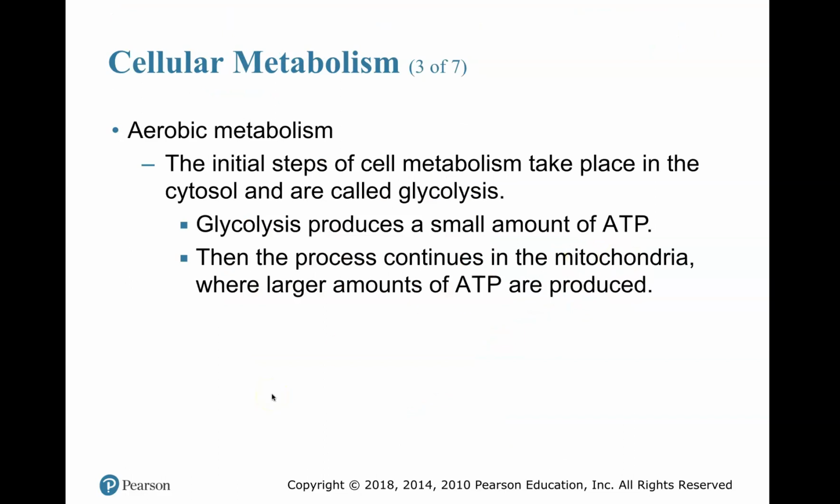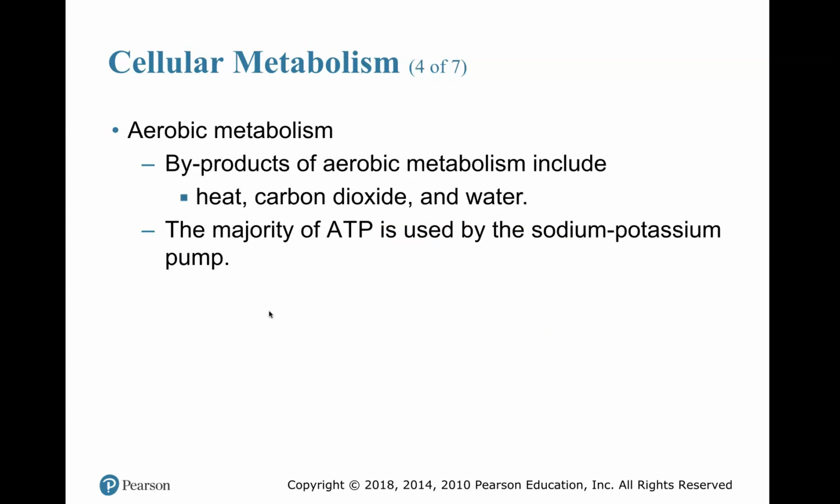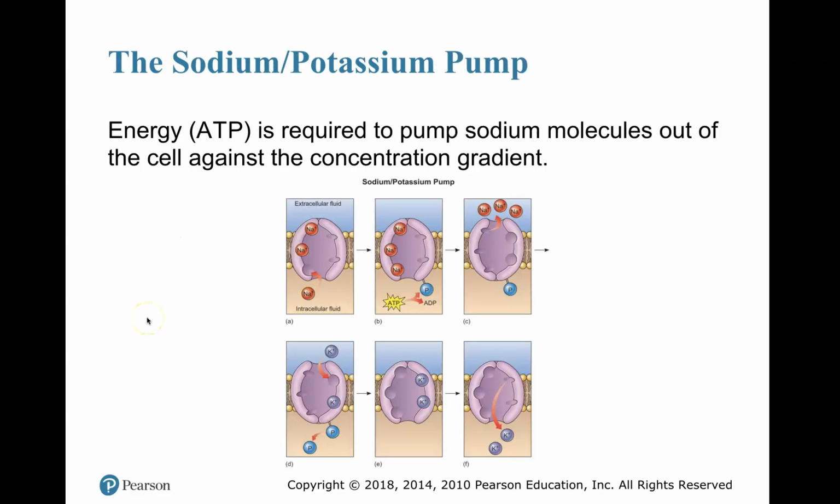The initial steps of cell metabolism take place in the cytosol and are called glycolysis. Glycolysis produces a small amount of ATP. Then the process continues in the mitochondria, where larger amounts of ATP are produced. Byproducts of aerobic metabolism include heat, carbon dioxide, and water. The majority of ATP is used by the sodium-potassium pump, and we'll cover that more as well. A little bit quicker than I thought, but there we go.